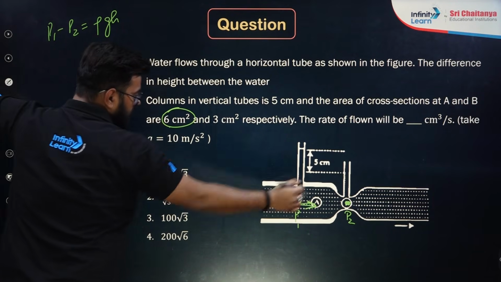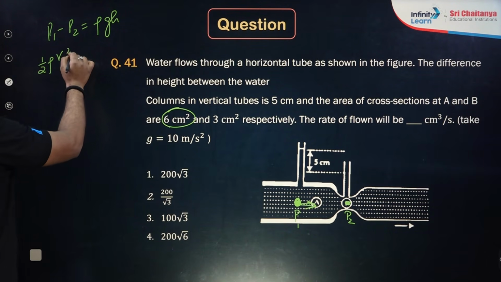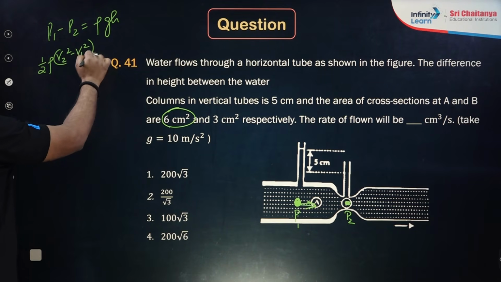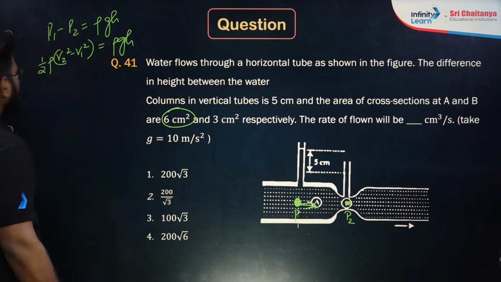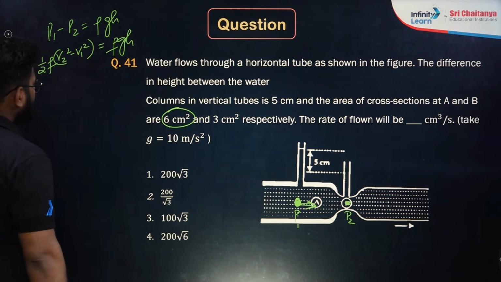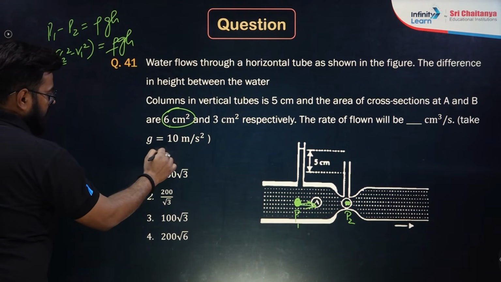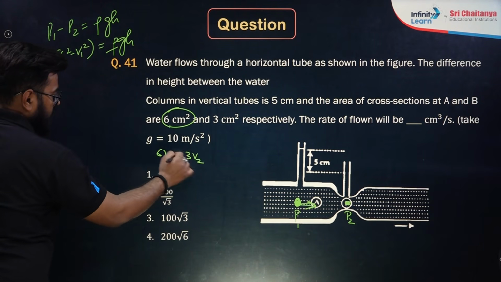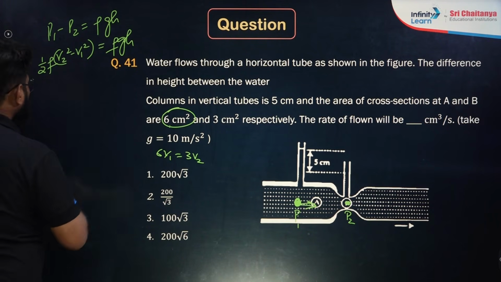P1 minus P2 will simply be equal to, here the velocity will be low, here the velocity will be less, half of rho into V2 square minus V1 square. That will be equal to rho g h. This height is already given. Correct? Rho will cancel. And further, the velocities are also related as area into velocity. So 6 into V1 will be equal to 3 into V2. Correct? So V1, V2 are related in the ratio 1:2, or V2 equals 2 V1.